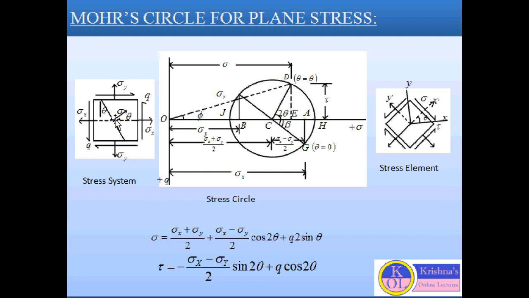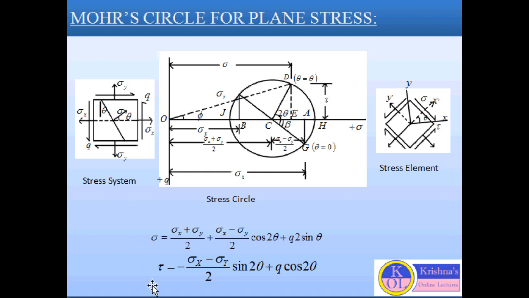Here, all the stresses sigma x, sigma y and q, as you can see in this figure, are marked positive in this stress system according to our sign conventions. We are taking sigma x and sigma y as positive. So we already found the equation for the plane stresses sigma and tau. Here is the equation for sigma and tau.